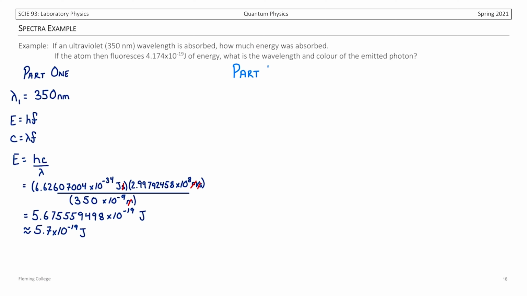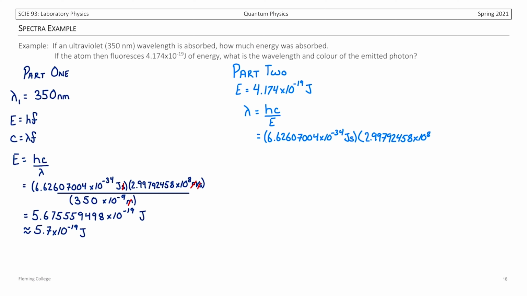Let's look at part two. If the atom then fluoresces 4.174 times 10 to the negative 19 joules of energy, what is the wavelength and color of the emitted photon? So in part 2, we're given energy. I'm going to rearrange the equation we created in part 1. So now it says wavelength is equal to Planck's constant multiplied by the speed of light divided by energy. We're going to substitute those same two constants up top. We are going to divide by our energy of 4.174 times 10 to the negative 19 joules.